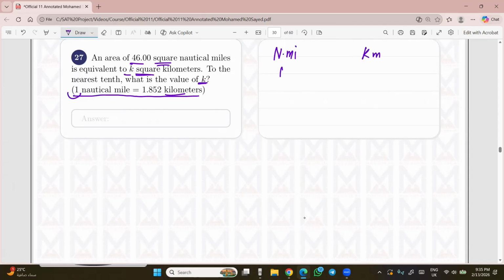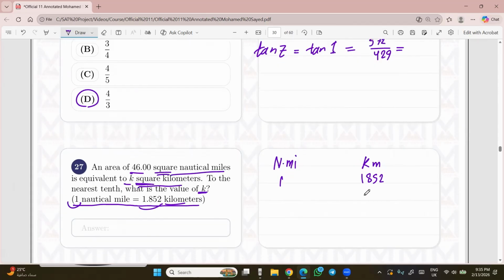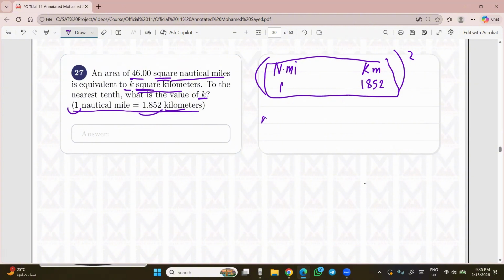1 nautical mile is equivalent to 1,852 kilometers. But we're not talking about nautical miles and kilometers in the question. We are talking about the square nautical mile and the square kilometer. So we need to square all of this. So nautical mile squared, and the kilometer also squared. 1 squared is 1, by the way, so no need to write the square. 1852 must be also squared.